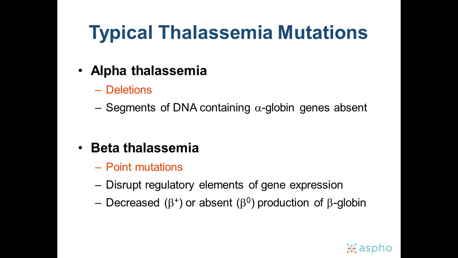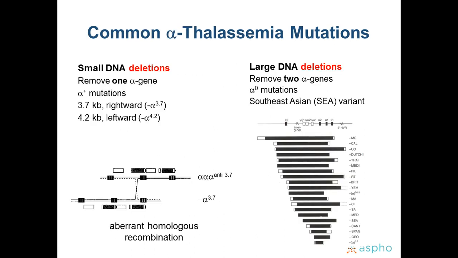So all those different severities of the beta plus mutations, if you mix and match with other beta globin mutations, can modify the severity of the thalassemia. And then the beta null, that just means that there's nothing produced there. So that gene is broken. No globin is produced. Okay, so the common alpha thalassemia mutations that you'll hear about, there are those that involve small DNA deletions and large DNA deletions.